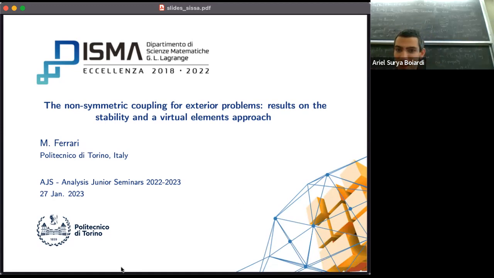Today, connected from Torino, we have Matteo Ferrari. He is a third year PhD student at Politecnico di Torino. And today he will talk about the non-symmetric coupling for exterior problems. In particular, results on the stability and a virtual element approach. So, when you want to start.